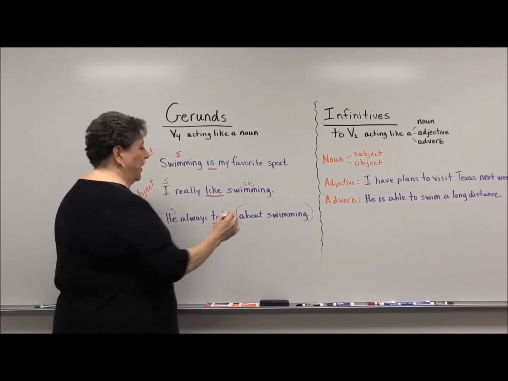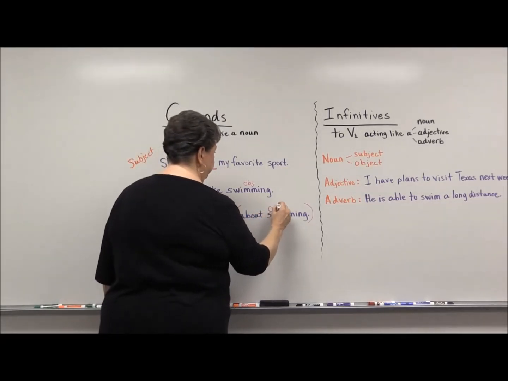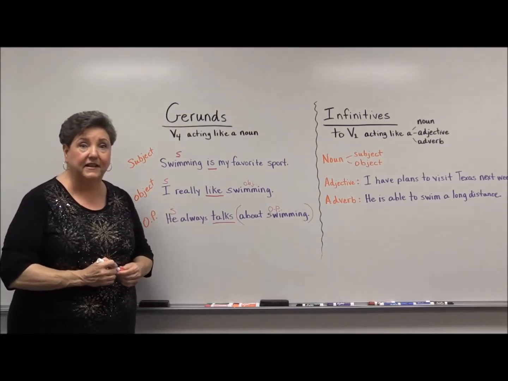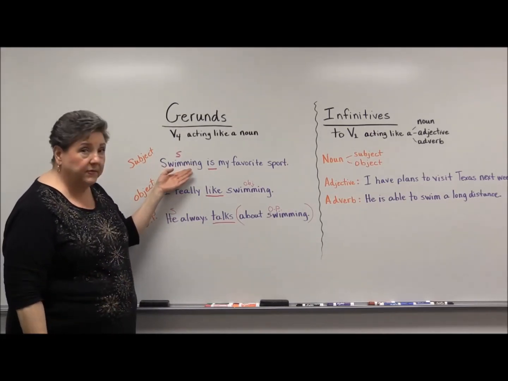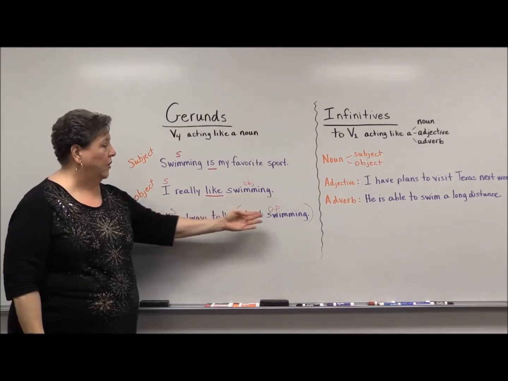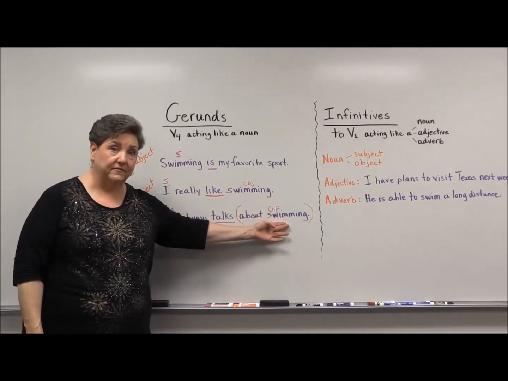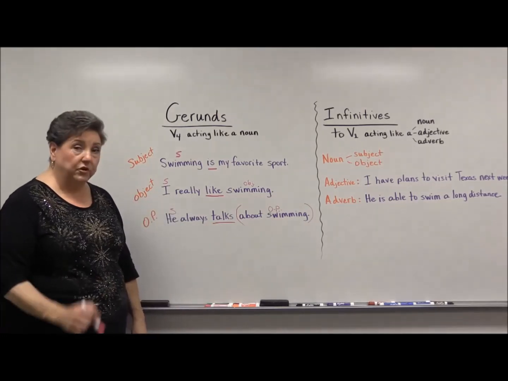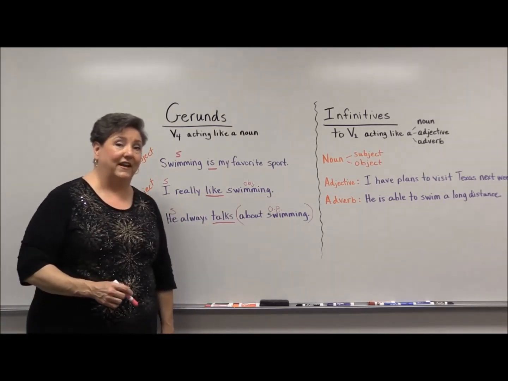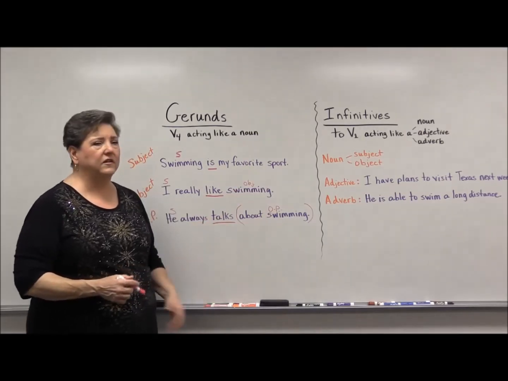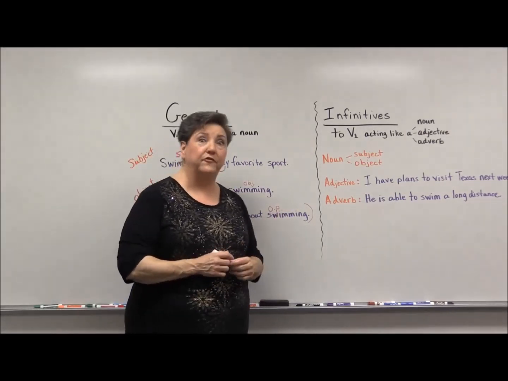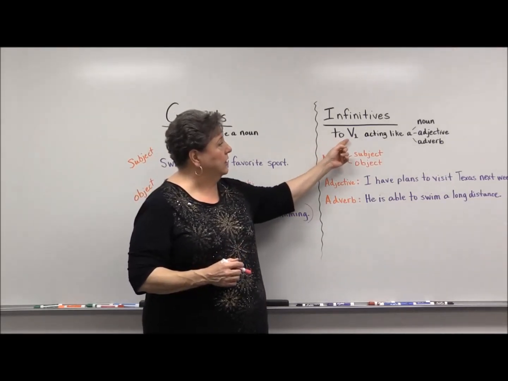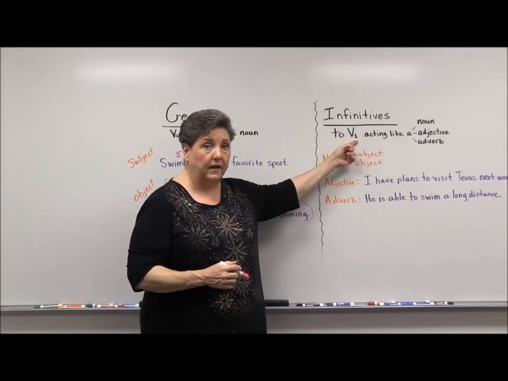So these are the three ways that a gerund can operate in a sentence. It can be a subject, it can be an object, or the object of a preposition. Those are the ways it happens. I'll show you some example sentences for that later. But let's move over here to this part of the board where it says infinitives. Infinitives are to with a verb 1 after it.